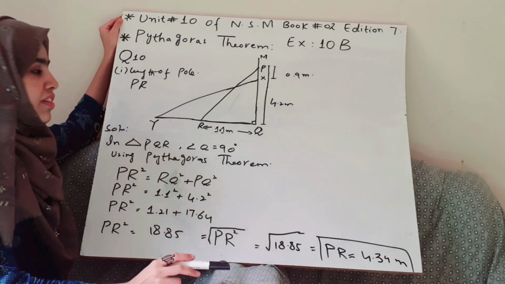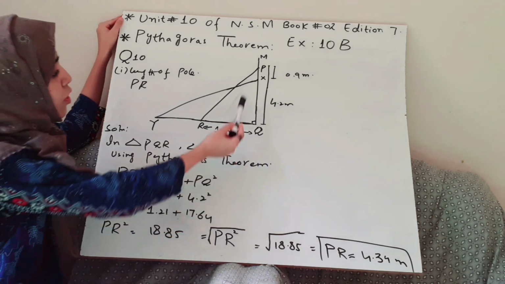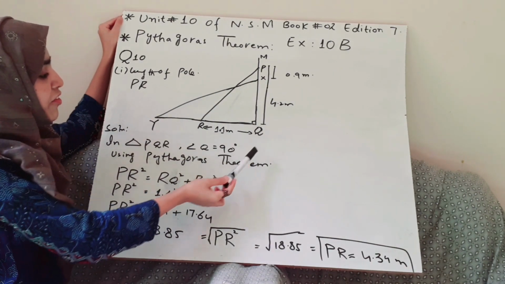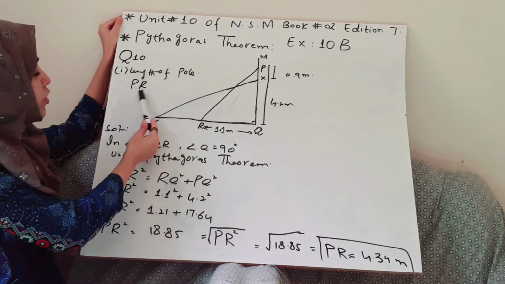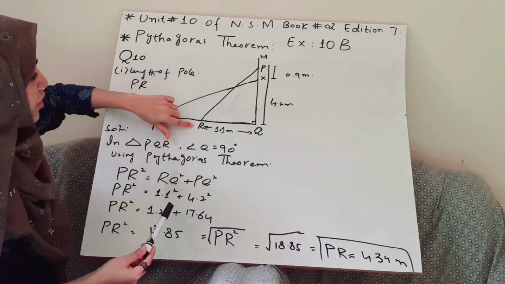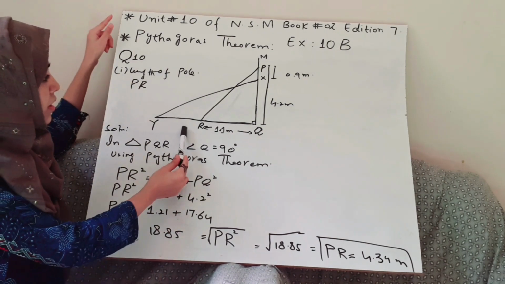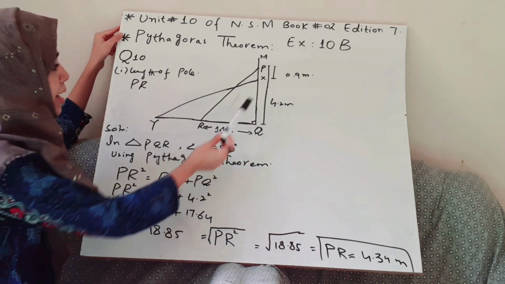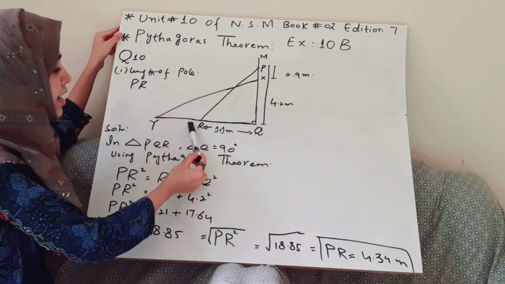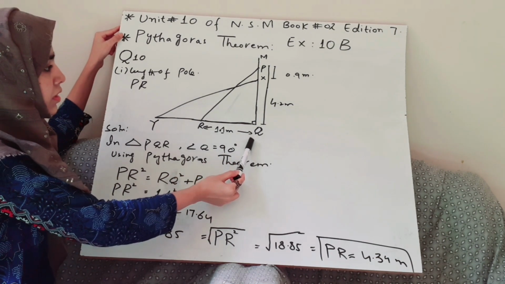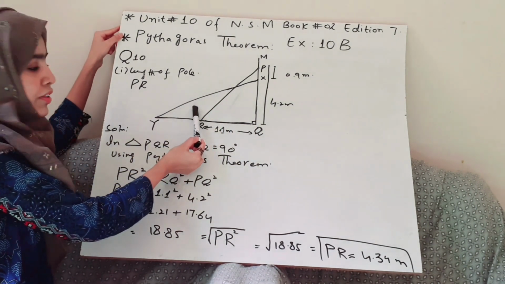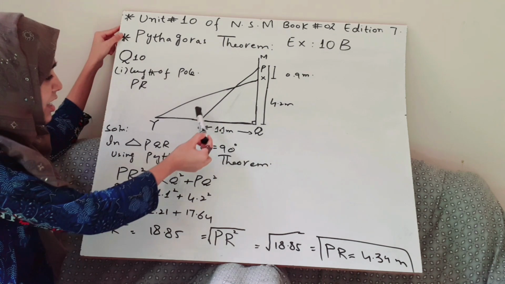What they are saying in this question is that a pole PR is leaned over a vertical wall MQ. In the first part they are asking us to find the length of the pole, which is PR. For this, we take triangle PQR, which has a right angle at Q. We are given RQ and PQ, and we have to find PR. So how do we find this PR distance?